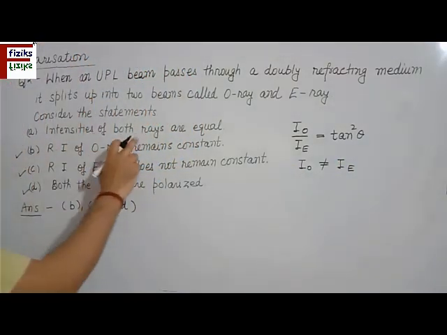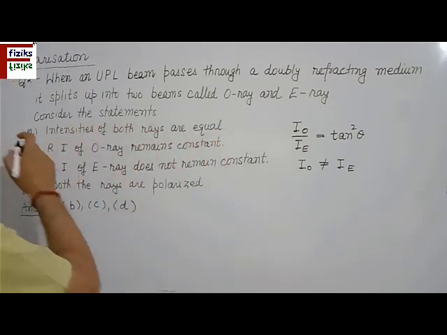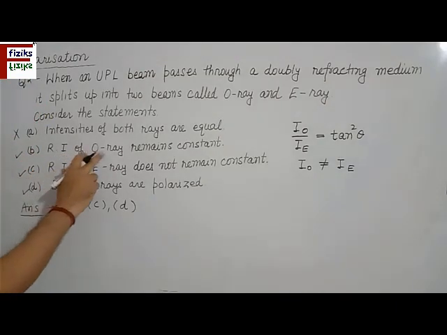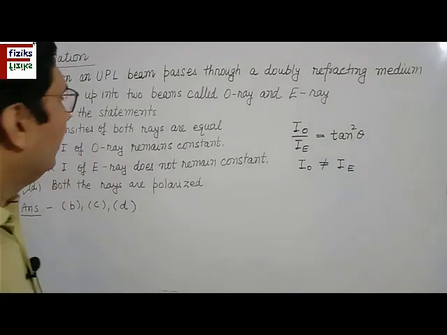So intensities of both rays are not equal. So this statement is wrong. So the first statement is wrong. Intensities of ordinary light and extraordinary light will be different. The second option is: refractive index of O ray remains constant.